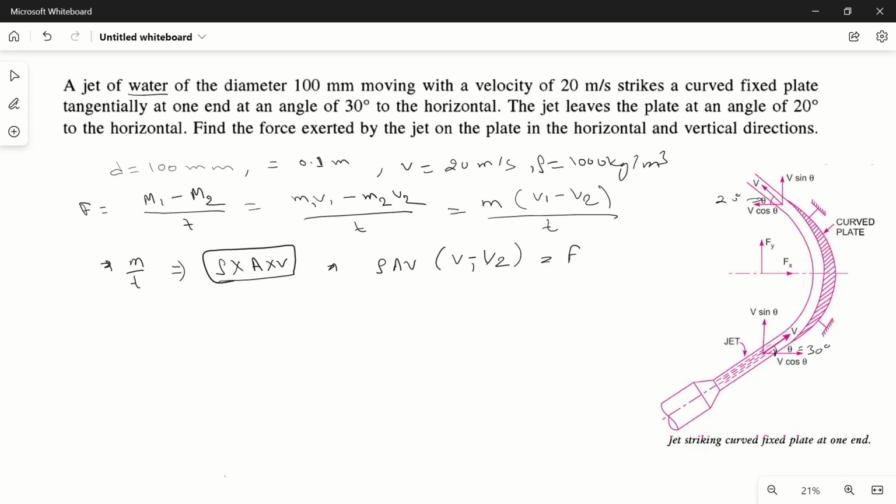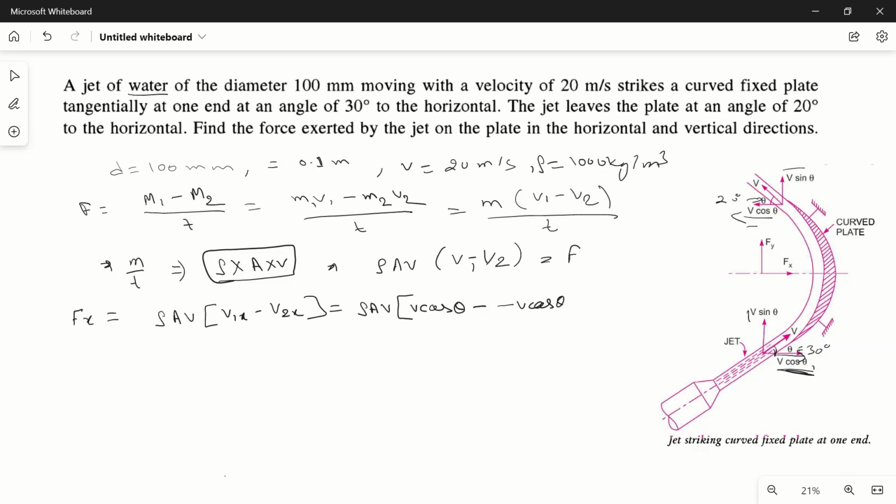Now if we break the velocity into two components, horizontal and vertical, then it will be v cos theta and v sin theta at the inlet, and here also v cos theta and v sin theta. So first let's calculate Fx. In the x direction, or horizontal direction, we have to calculate the force. Fx is rho a v into v1x minus v2x. What is v1x? v1x is the velocity at inlet in the x direction, which is equal to v cos theta, minus v2x, the velocity at outlet in the x direction. So here it is in the positive x direction, here it is in the negative x direction, so this value will be negative.